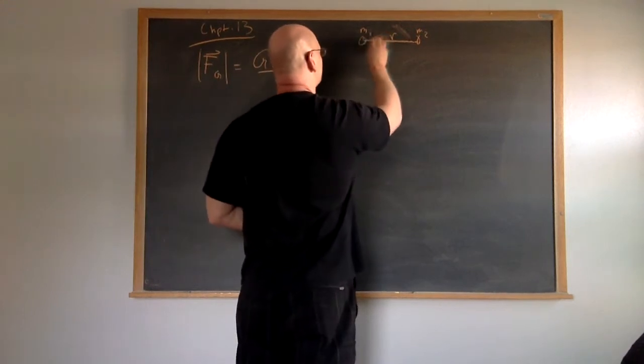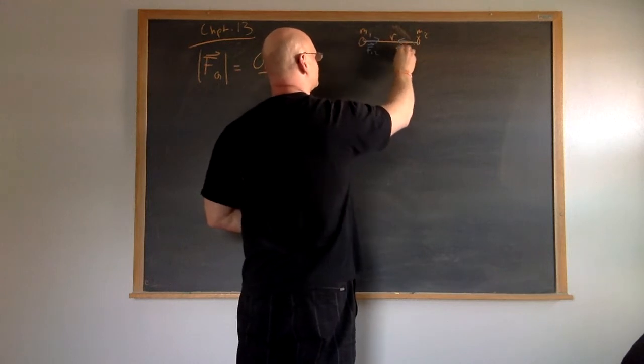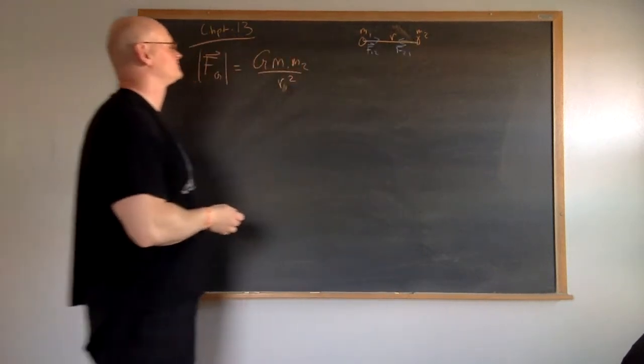So that means this guy's going to be pulled in this direction. So it's going to be the force on 1 by 2. Simultaneously, this one's going to be pulled in this direction. So this will be the force on 2 by 1.